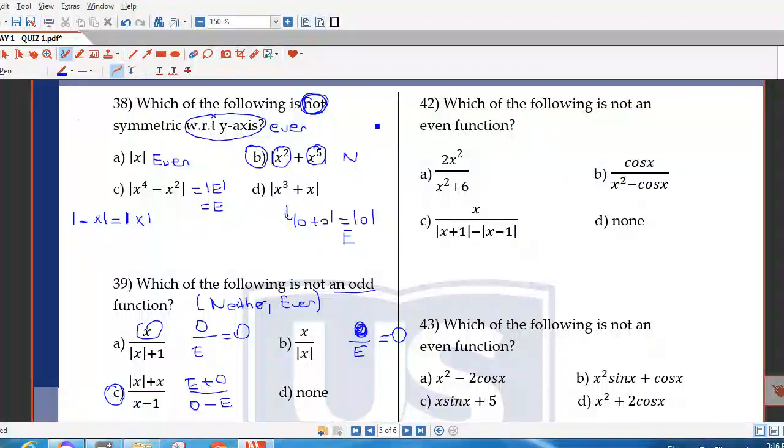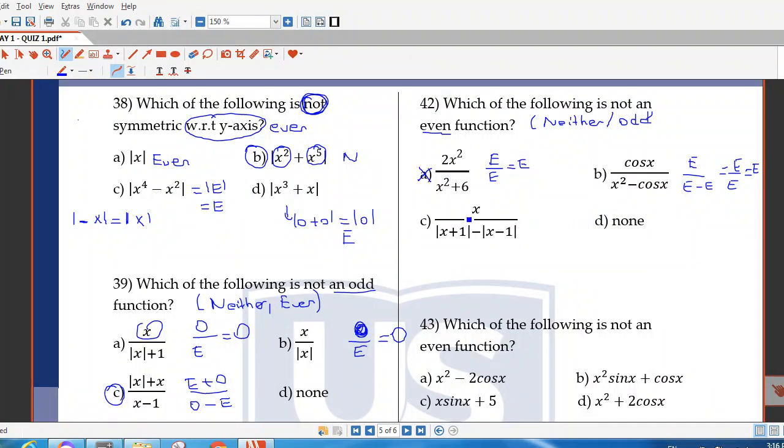Question 42. Which of the following functions is not even? Not even can be the case of neither, and not even can also be the case of an odd function. Let's have a look at each choice. In choice A, there is an even function in the numerator and an even function in the denominator, so the division of them is even, so it cannot be the answer. Cosine is even, the numerator is even, x squared is even, cosine is also even, so even over even is another even function.